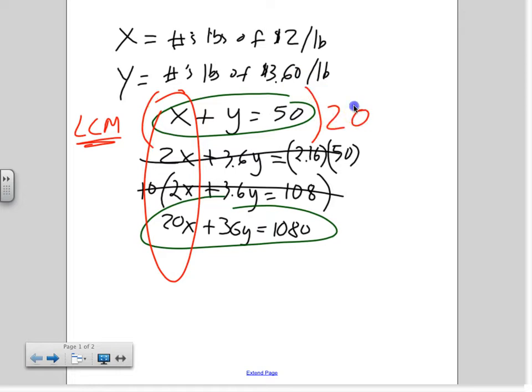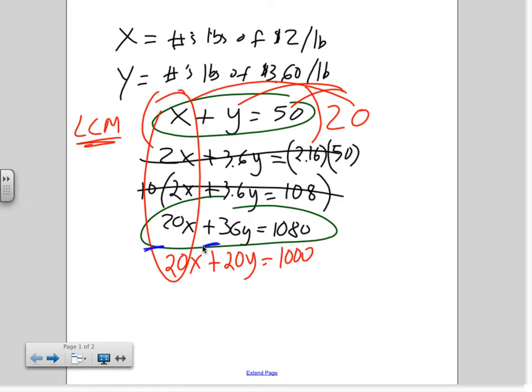So if I multiply everything by 20, I will get 20x, 20y, equals, is it 50 times 20, 1,000? Yeah. You see that or no? Okay. So once again, I'm still trying to get rid of this. So how do I take 20x and 20x to get rid of it? What operation would I use to get rid of that? Subtraction. So watch what happens.